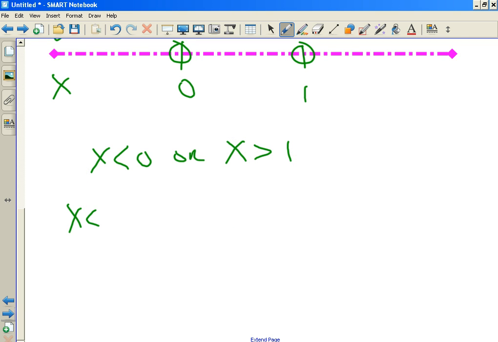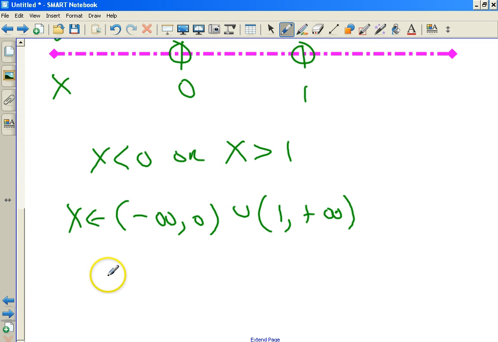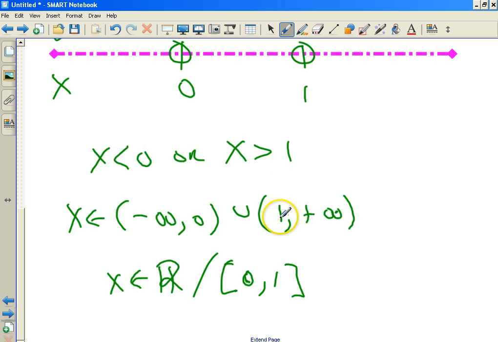Or you could write it this way, with interval notation: negative infinity to 0, union 1 to infinity. Okay? Here's another way. Are you ready? All real numbers except those between 0 and 1. How about that? These 3 notations mean the exact same answer.